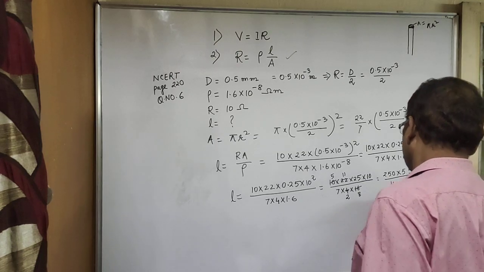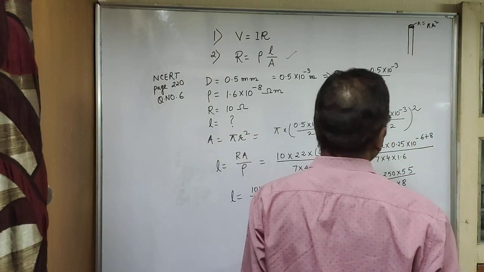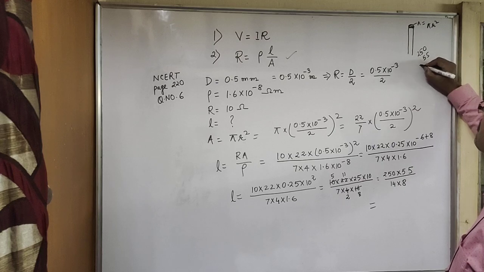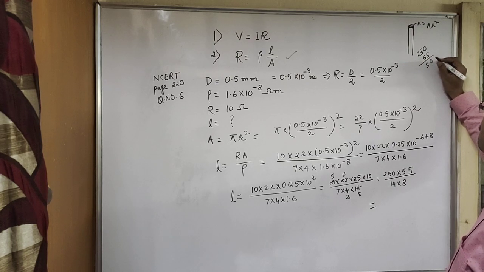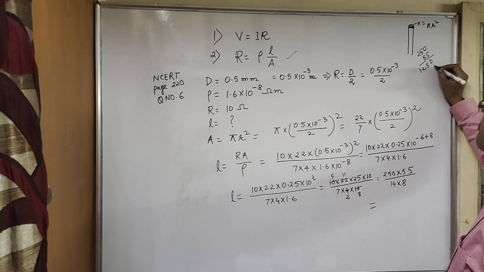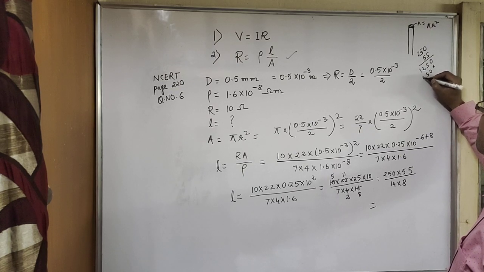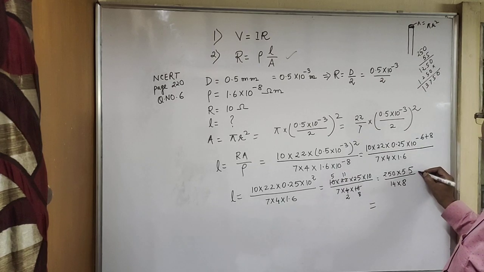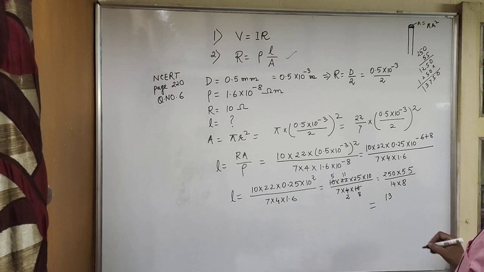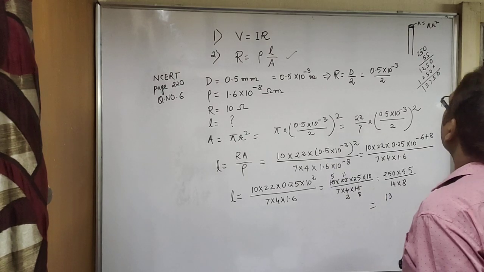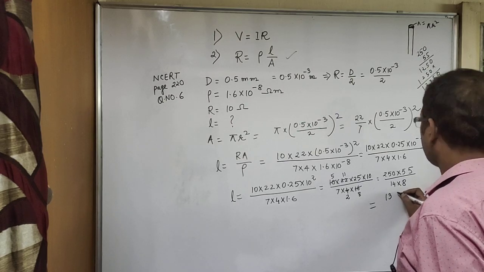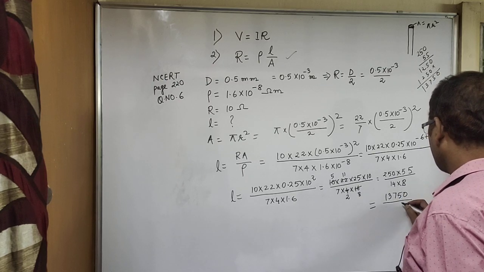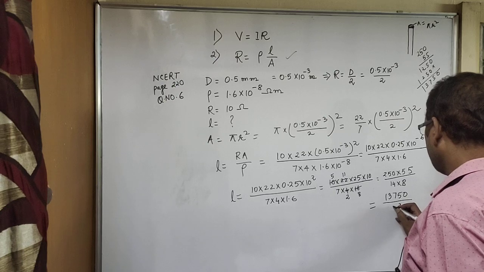So simplify it. So 250 into 55, so you will get 13750, and in the denominator 112, 8 1s are 8 and 8 11s are 88.